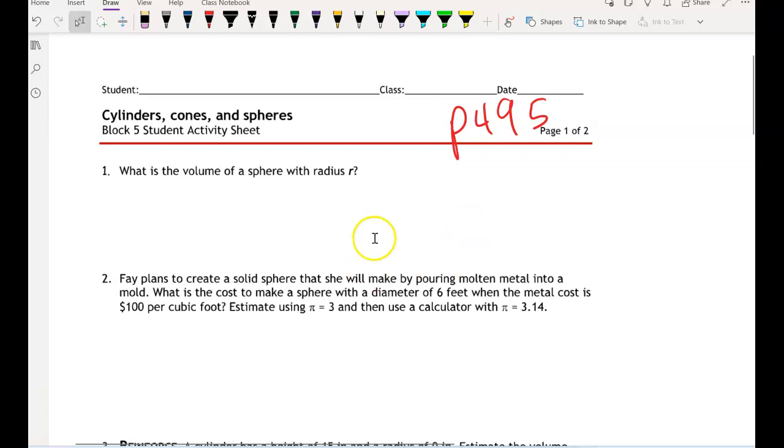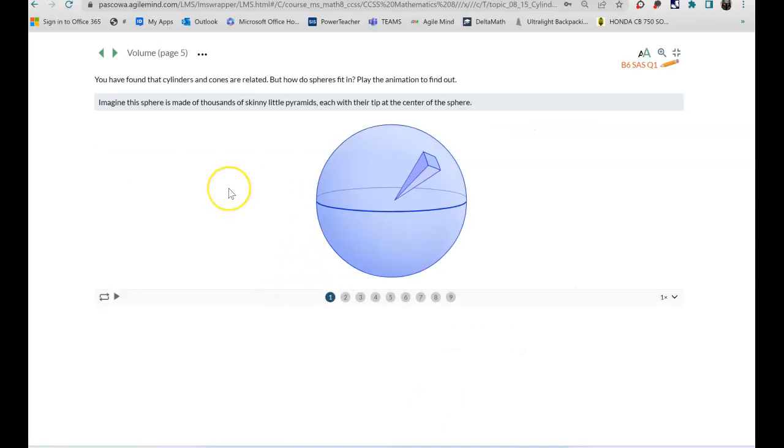All right, good. Now that you've got your math book, first question, what's the volume of a sphere with a radius r? Well, before we even answer that question, we're going to go take a look at some information that you're definitely going to need. So, we found that cylinders and cones are related, but how do spheres fit in? Well, we're going to play this animation and find out.